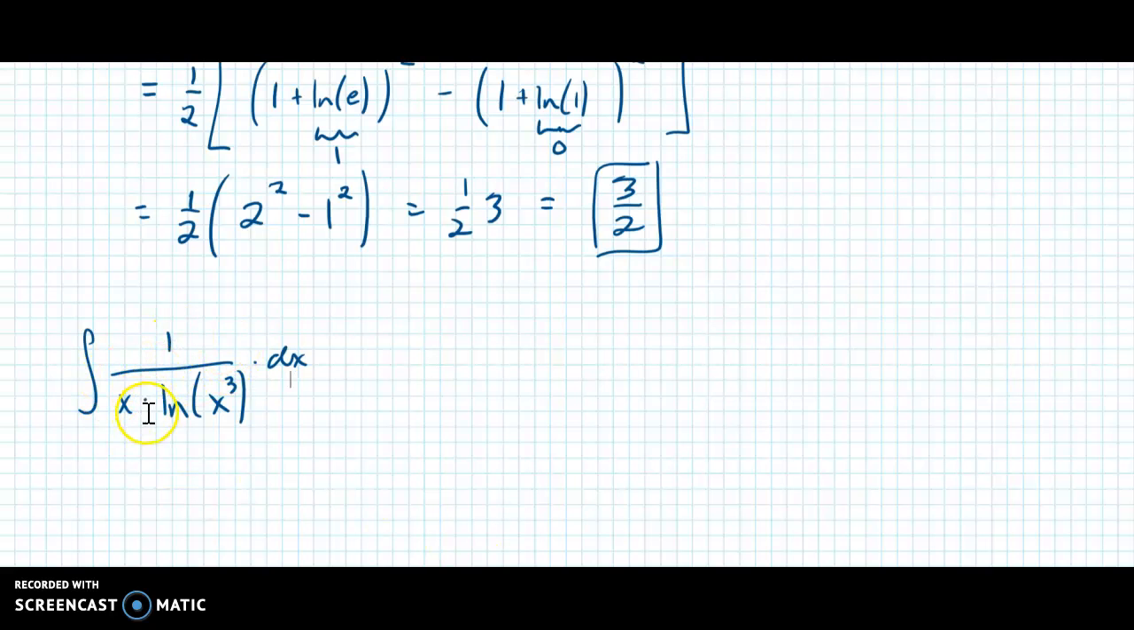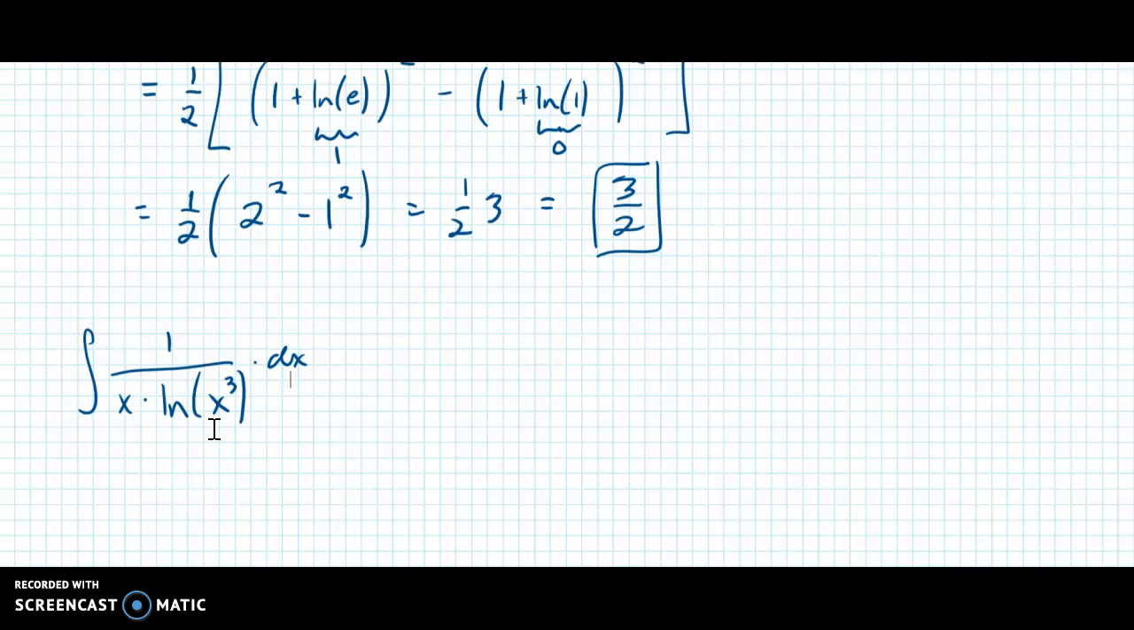I see a 1 over x right here, and then I see an ln. And I know that ln derives to 1 over x, so maybe this 1 over x is part of my du and the ln is my u. But then I have this x cubed, and I'm like, ooh, ln x cubed? What's that derive to? I think chain rule. But there's a rule that I've taught you that simplifies this problem significantly.